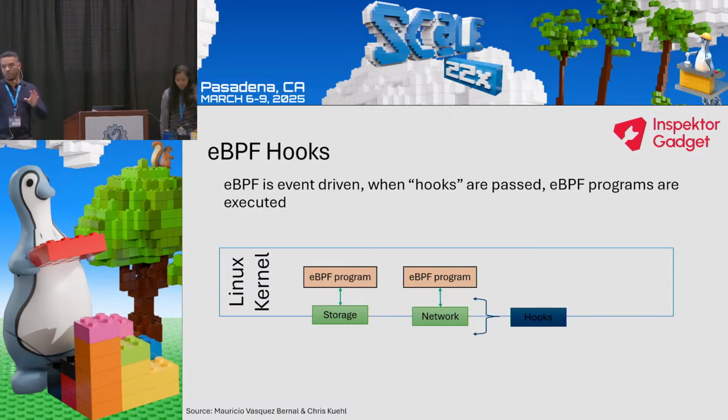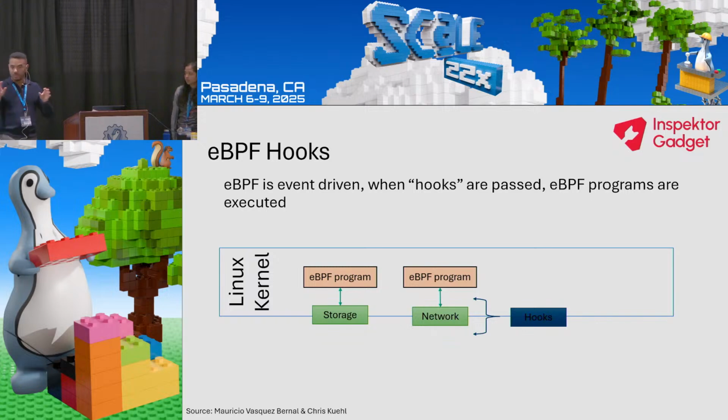So the first component is the hook, as we call it. The hook is the point where the program will be run. The kernel is executing, reaches the hook, and then your program will be executed. That's the definition of the hook. It's exactly the point where your program will be executed.